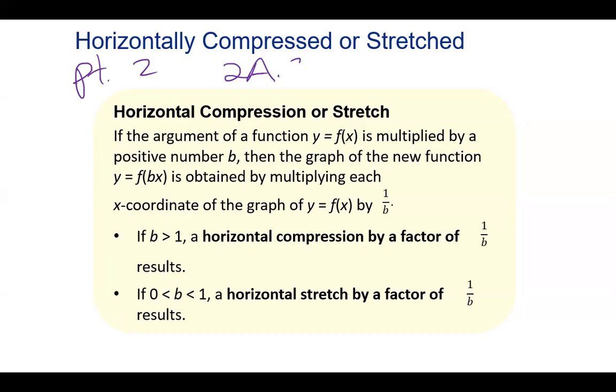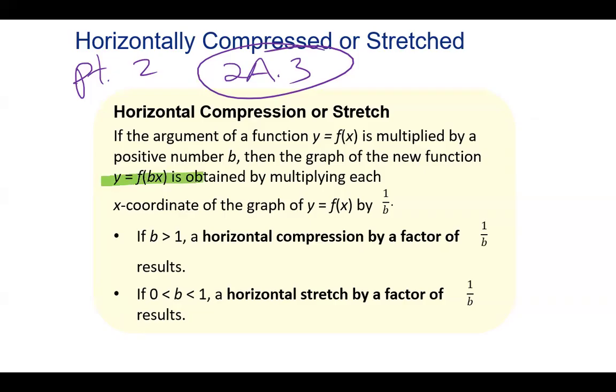And we're still in 2A.3. All right, so let's talk about it. When you're horizontally compressed, that means that your transformation rule, purple is probably not the ideal color to highlight with. Let's choose a different highlighter color.